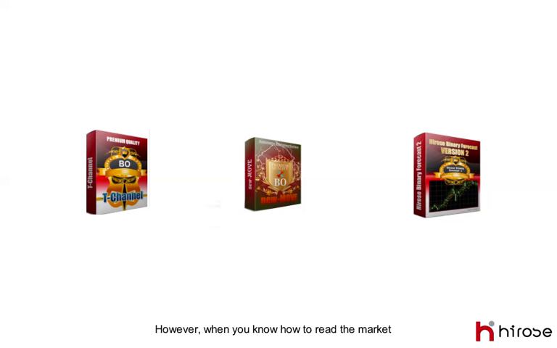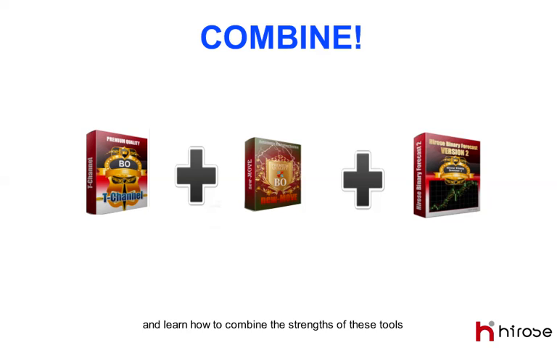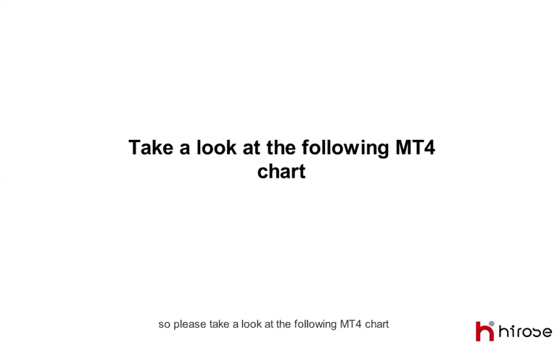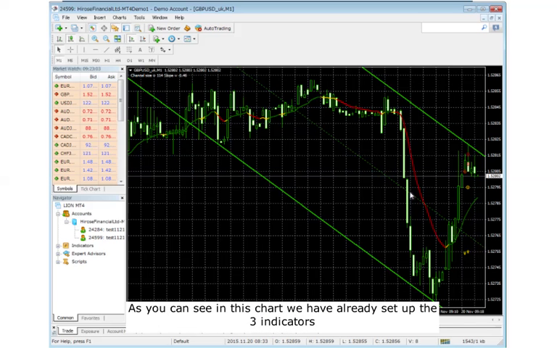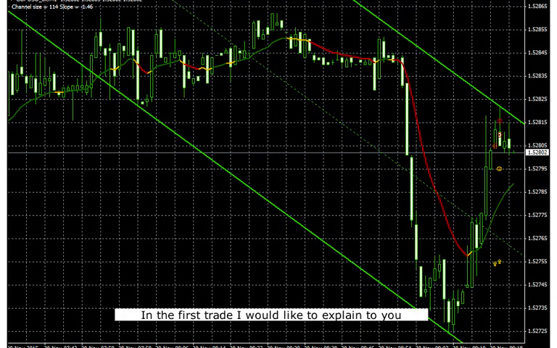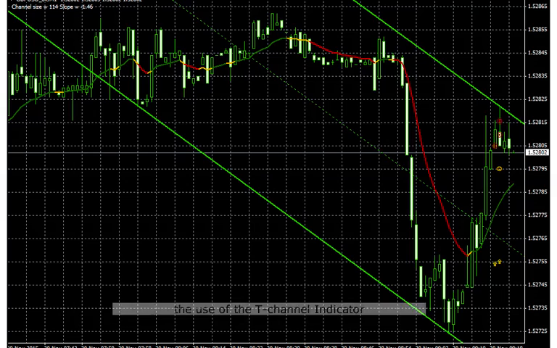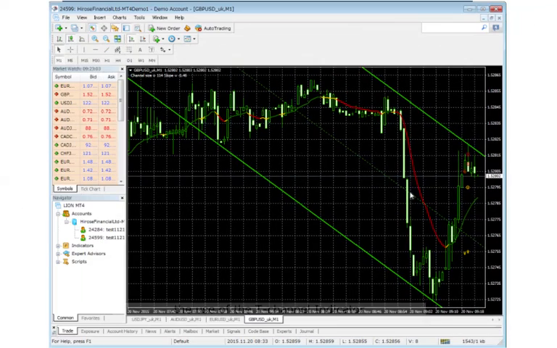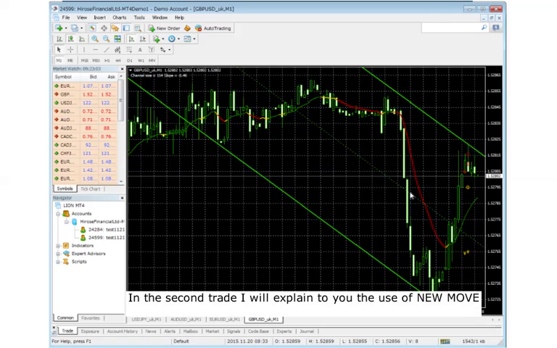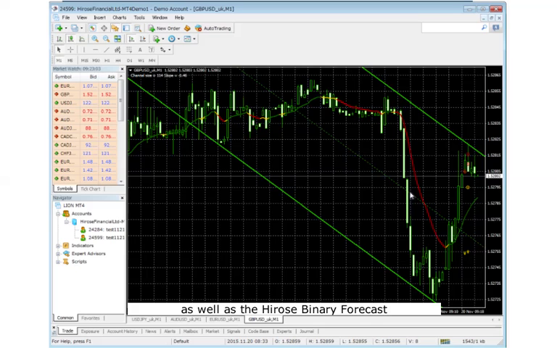However, when you know how to read the market and learn how to combine this range of tools, trading will become really easy. I would like to explain these tools with a few trading examples, so please take a look at the following MT4 chart. As you can see, in this chart we have already set up the 3 indicators. In the first trade, I would like to explain to you the use of the T-Channel indicator, as well as the importance of support and resistance lines. In the second trade, I will explain to you the use of New Move, as well as the Hirose Binary Forecast.